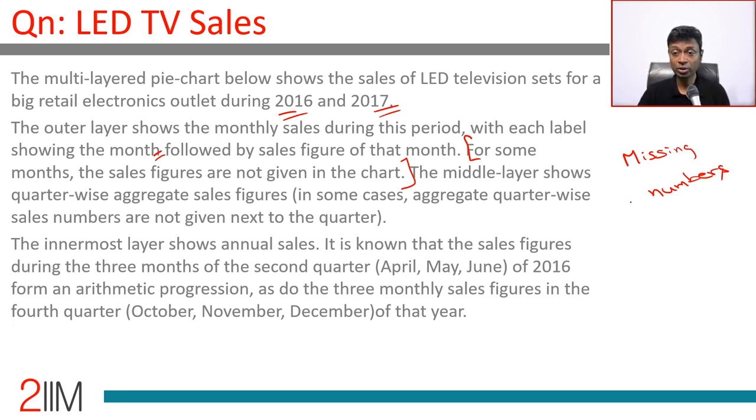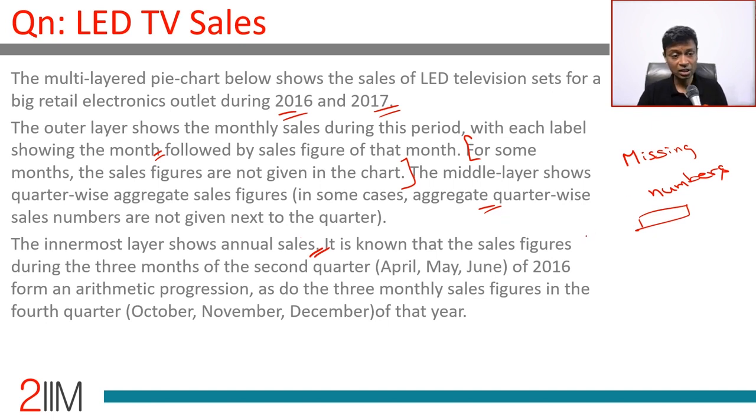The middle layer shows the aggregate, quarter-wise aggregate. So add up 3 months and then get the quarter-wise aggregate. That's what is going to stay in the quarter. Again, aggregate data is not given for few numbers. There are few more missing numbers. The innermost layer shows annual sales. So we keep adding up 3 months to a quarter, 4 quarters to a year.